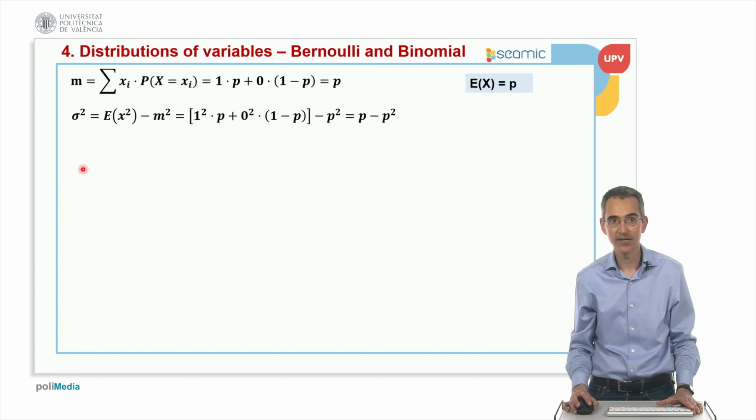Good. What is the variance? Again, we have the formula for the variance that I explained in a previous video: the expectation of x squared minus the mean squared. The possible values are 1 and 0, so we have 1 squared with a probability of p, plus 0 squared with a probability of 1 minus p. Then we subtract p squared, and this is the solution for the variance. We have this information in the math tables.